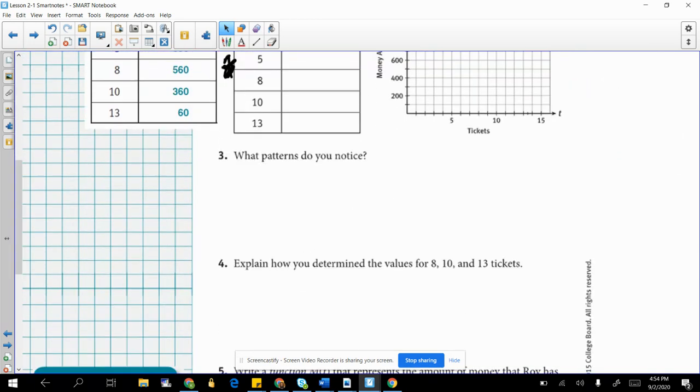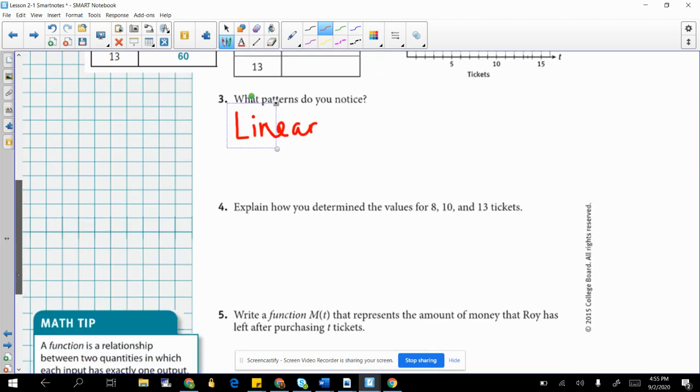What patterns do you notice here? Well, it seems to me that it is linear. And the reason for this is because there's a constant rate of change. That rate is always going down by $100 that he spends on a ticket. Okay. Number 4 says, explain how you determine the values for 8, 10, and 13. I'm going to let you go ahead and explain that on your own.